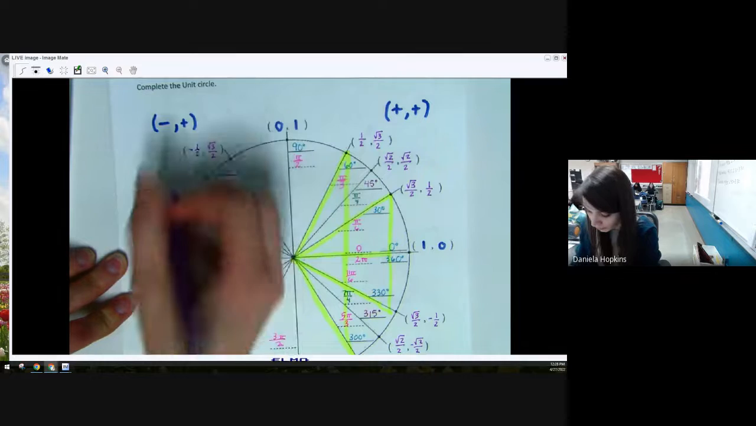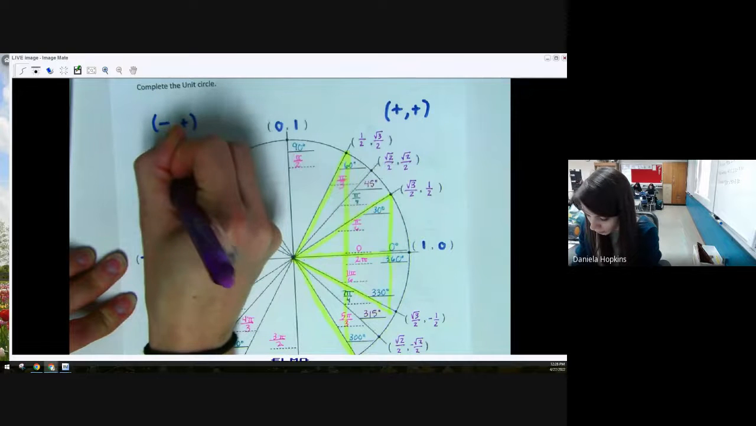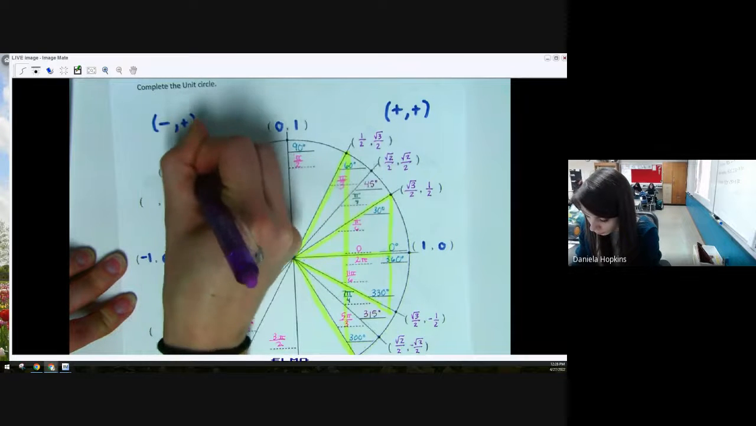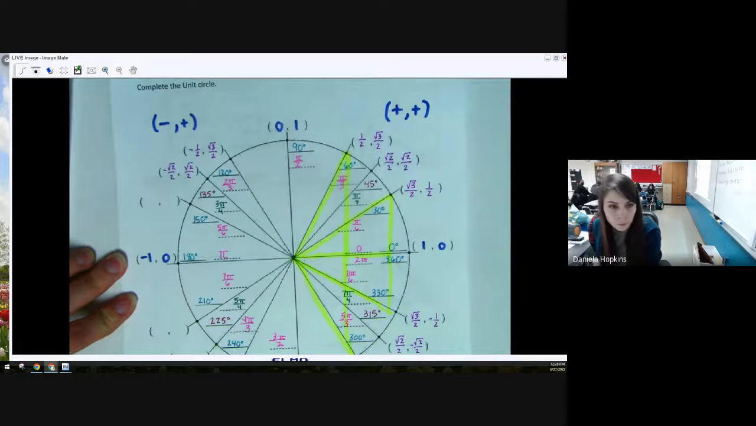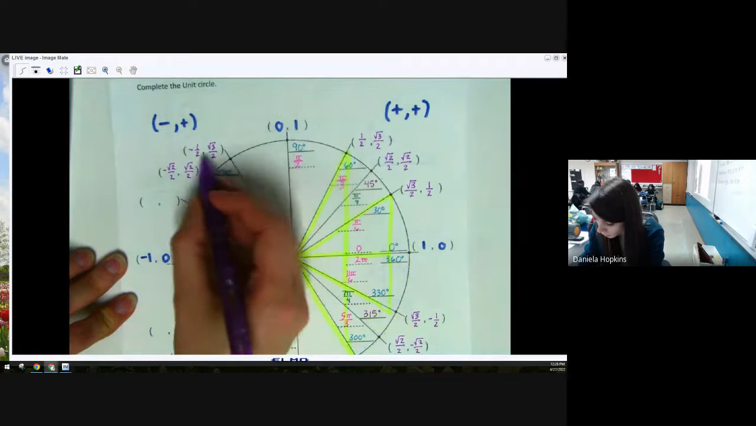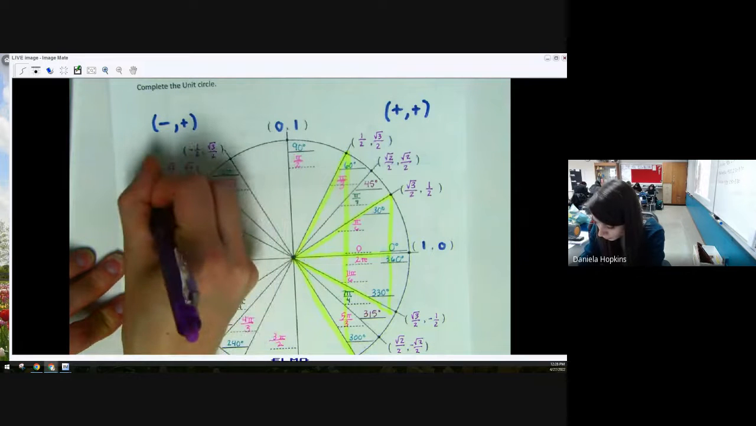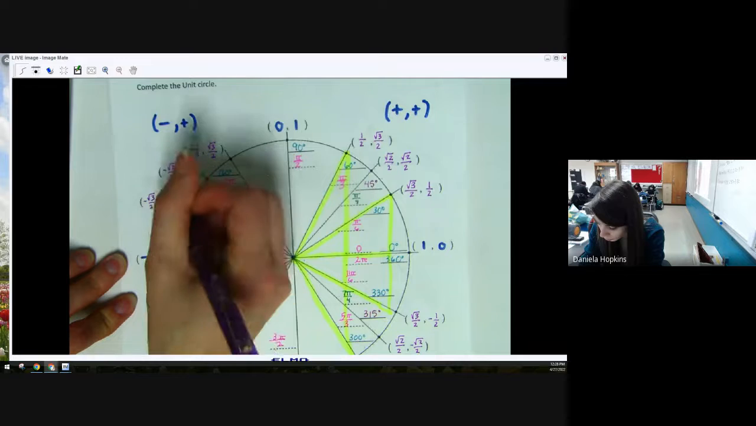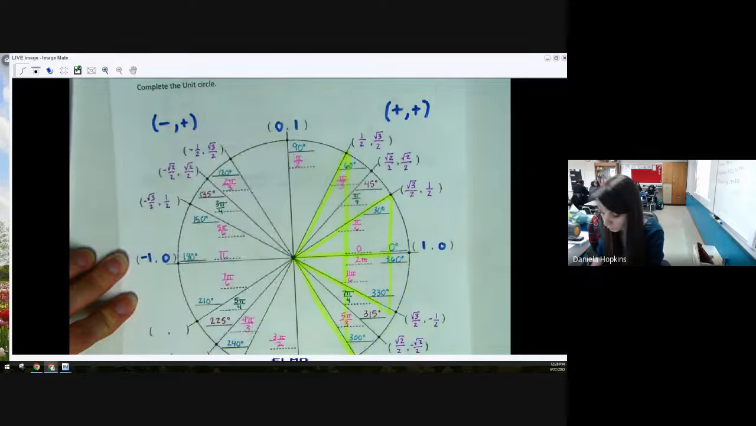We love our 45 one because we know it's just going to be negative square root of 2/2, positive square root of 2/2. And then this one, we're going to flip these two, but it's going to stay negative on the x, so negative square root of 3/2, and then positive 1/2.